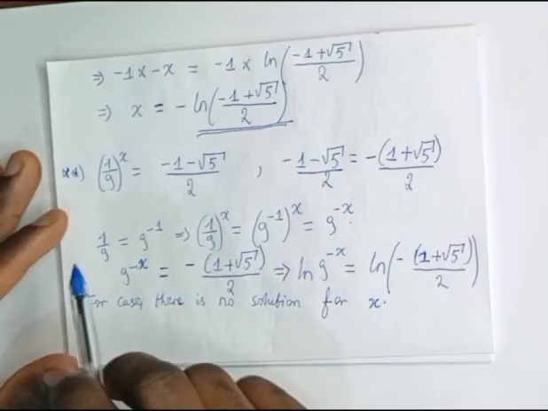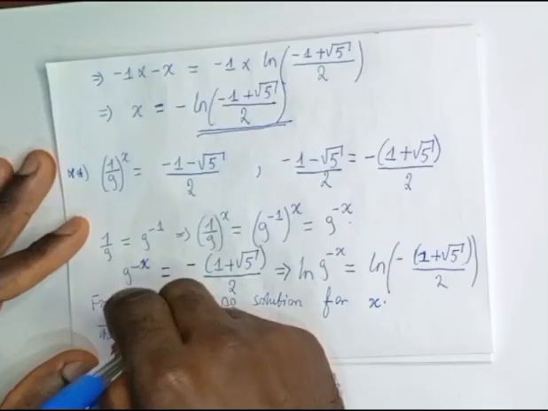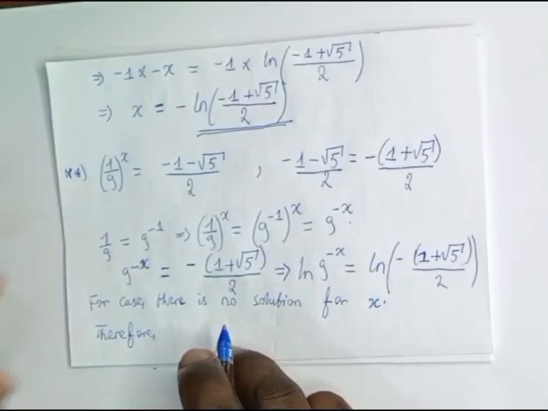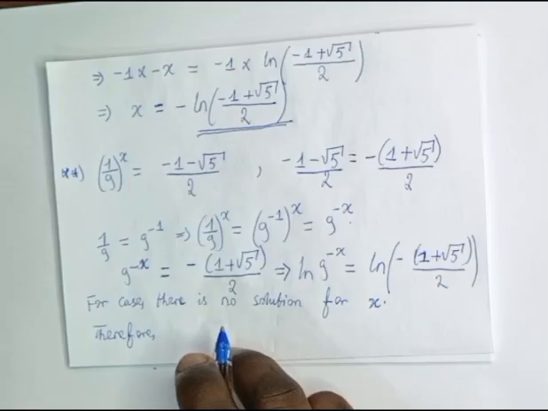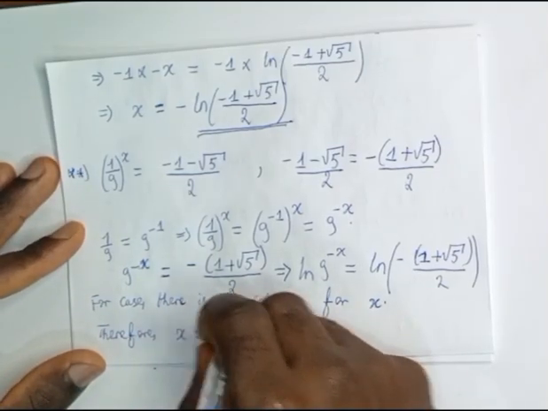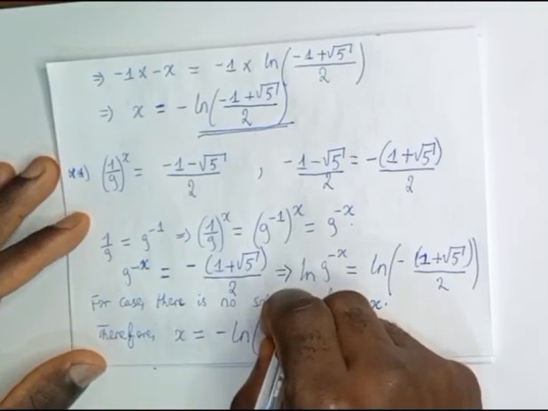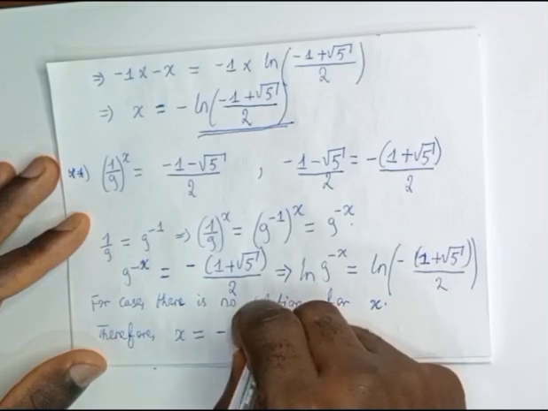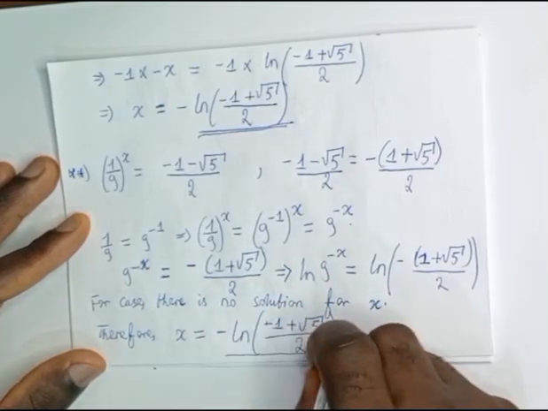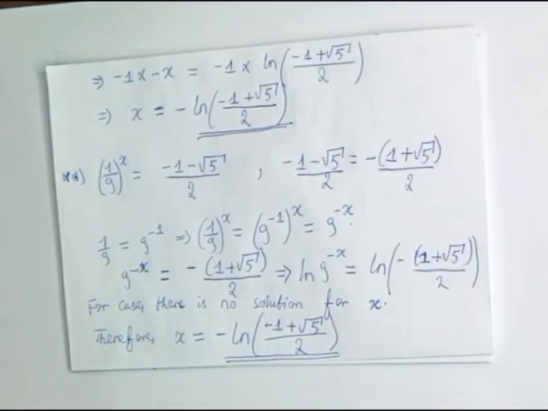Therefore, we conclude there is only one value for x for which the given equation is true. Therefore, x will simply be equal to negative the ln of negative 1 plus root 5 all over 2. We underline the answer. We are done with the solution of this question.